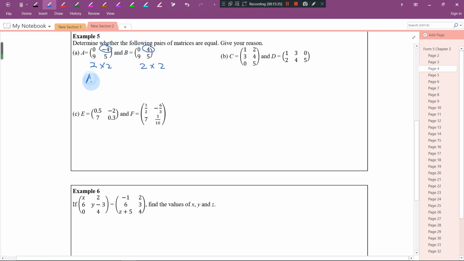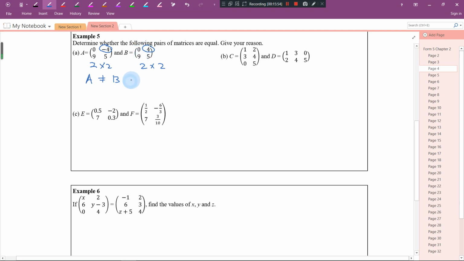Therefore, A is not equal to B. They are not equal matrices. Okay, the question asks you to give your reason. So I already told you the reason, which is because -4 is not equal to 4.